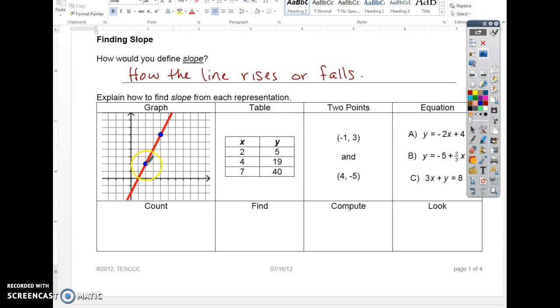So for this one, it's a graph, so you would count the rise over the run. Okay, the rise over the run. So from left to right, how much do you rise and how much do you run? So you would just count up 1, 2, 3, 4, and over 1, 2. So my rise is 4, my run is 2. And when you divide that, it gives you a slope of 2.